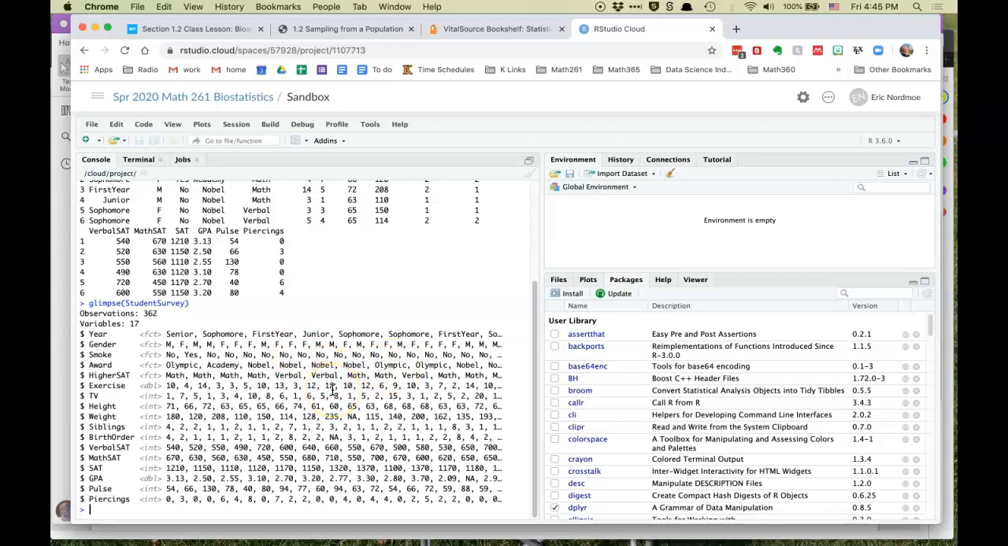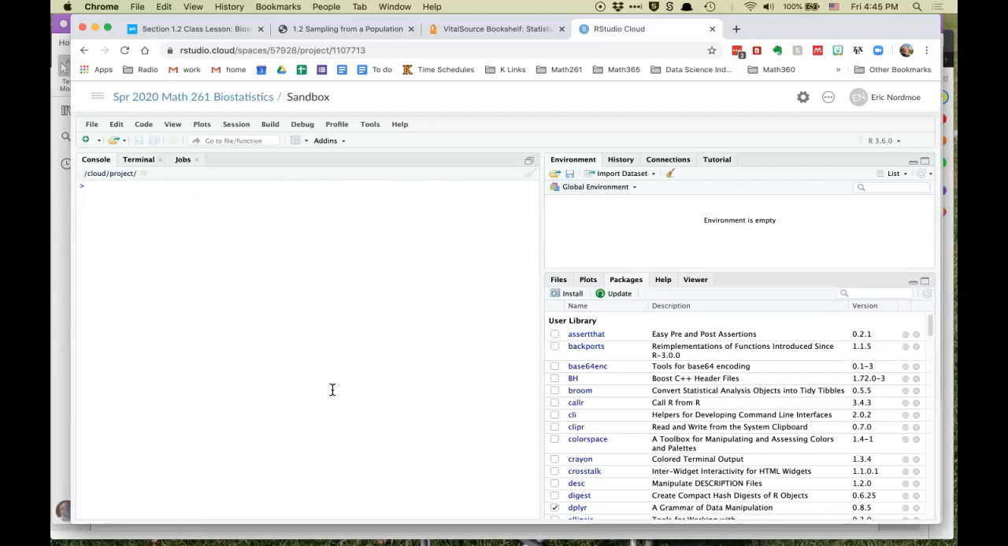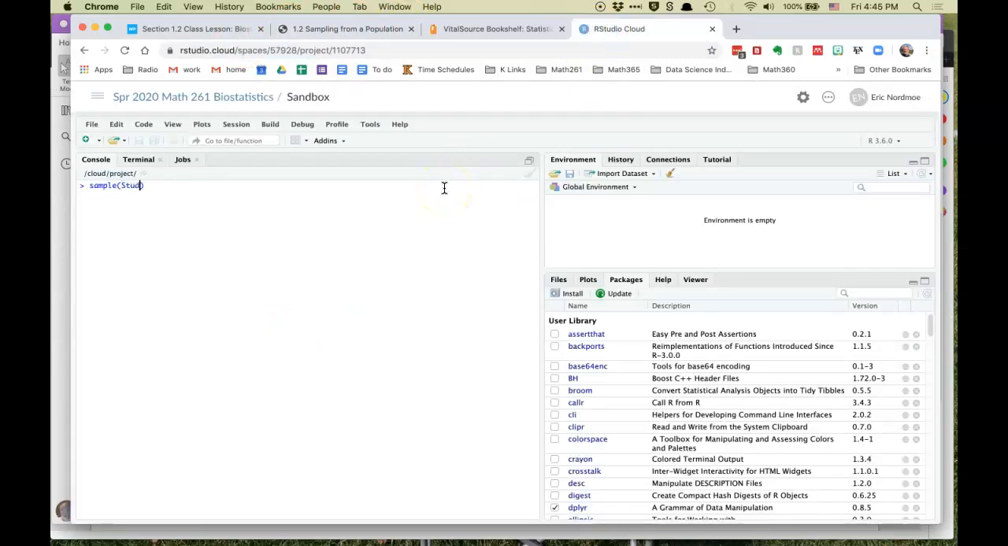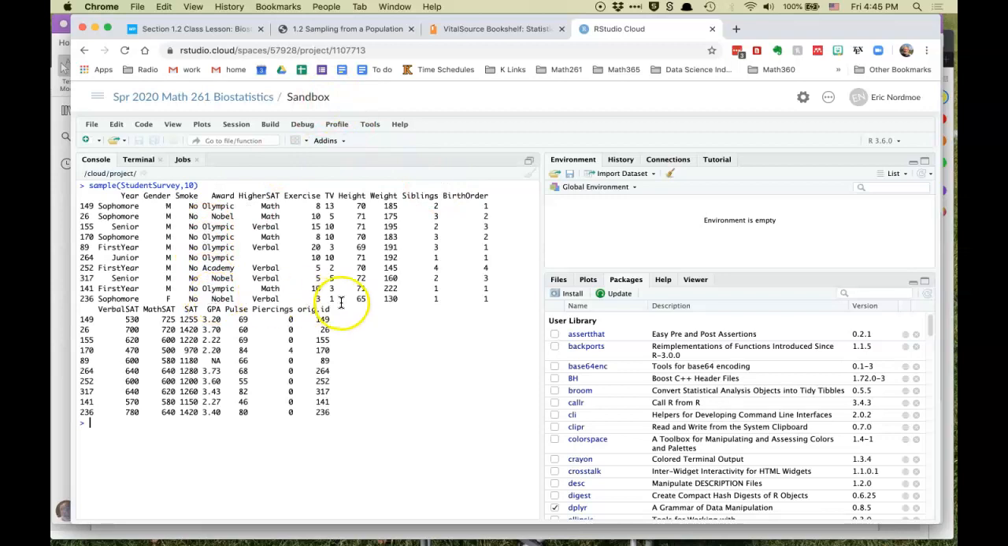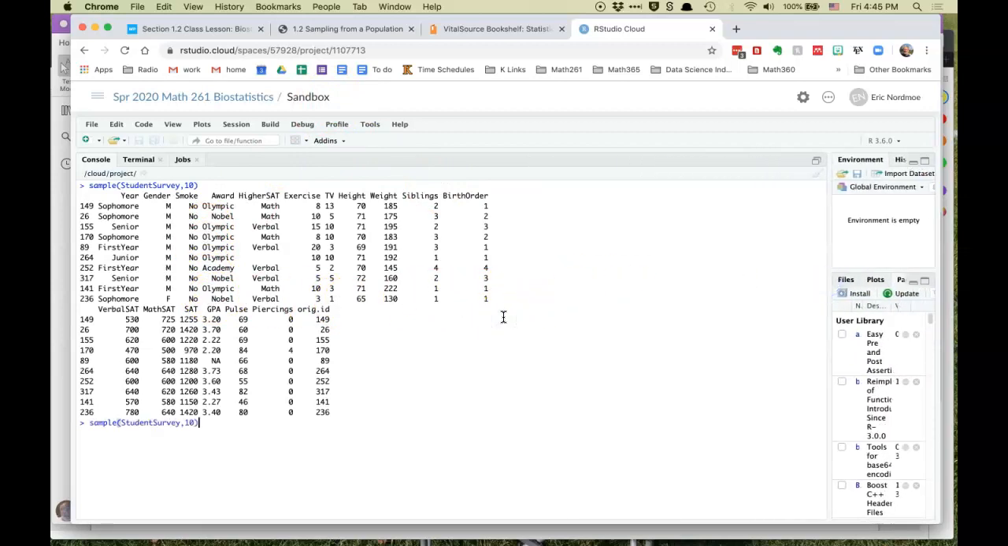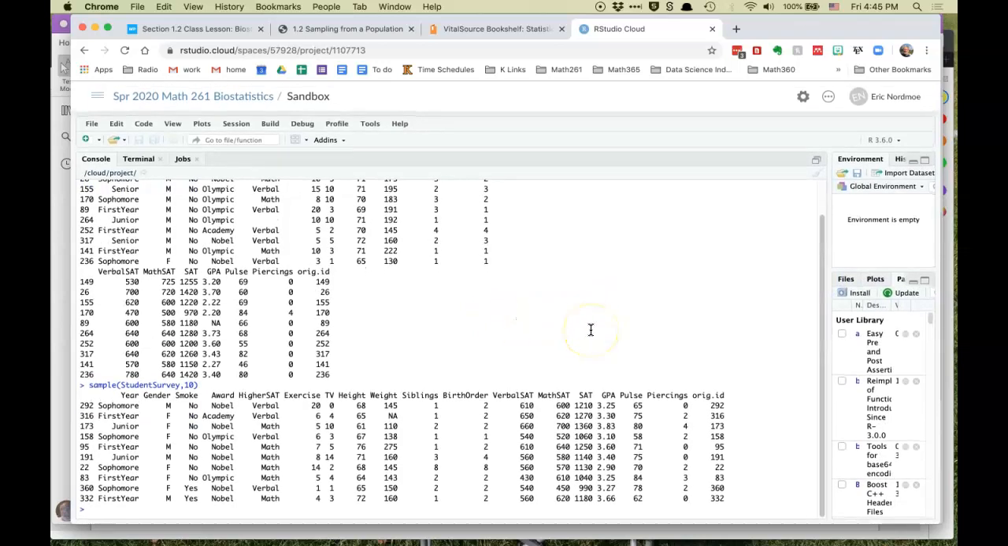All right, so now the thing that we're interested in is to sample from the student survey and to get a sample of size 3. Student survey, let's do 10 instead of 3. And those are the first 10 observations. We could try to move this over to see if it will use a little bit more real estate, and it actually does fit it in. So that might be a little bit easier to see.